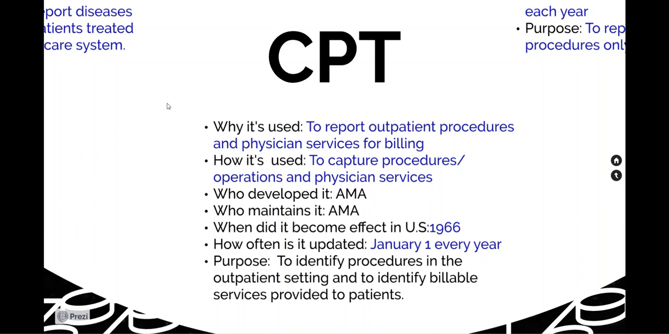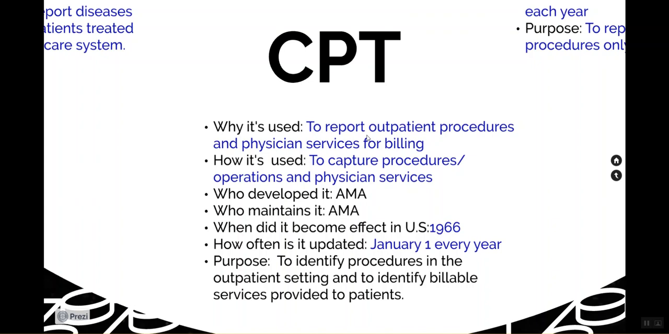When did it become effective? In the US, CPT started to be utilized in 1966. The version that we know of today was utilized, or should I say adopted, in 1977. But it first became effective in 1966. How often is CPT updated? Once a year on January 1st, okay?